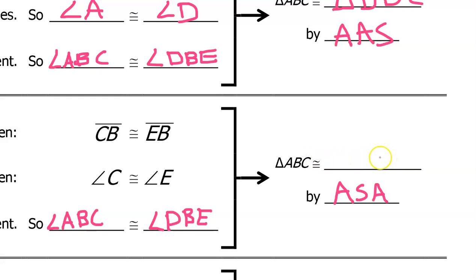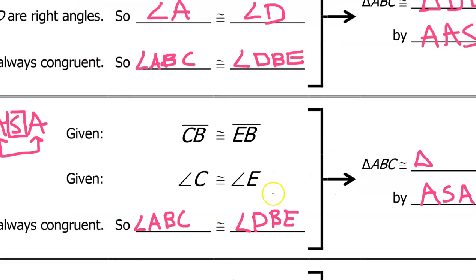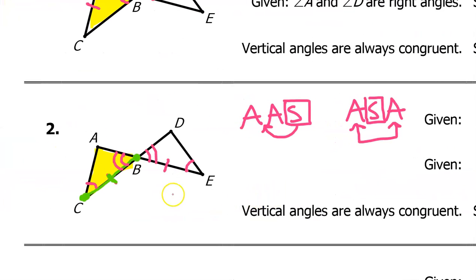Now we need to do the congruent statement. Triangle ABC is congruent to triangle what? All right, I'm going to do this over here so I can stay sort of zoomed in. So we want to say triangle ABC is congruent to triangle.